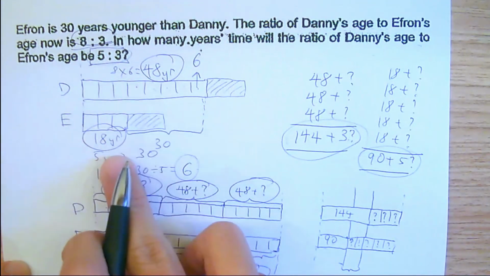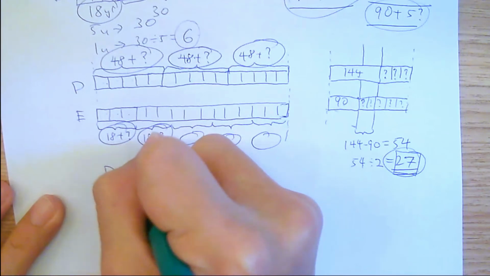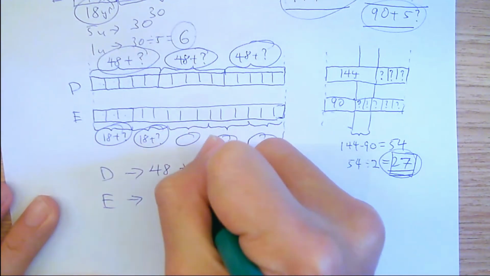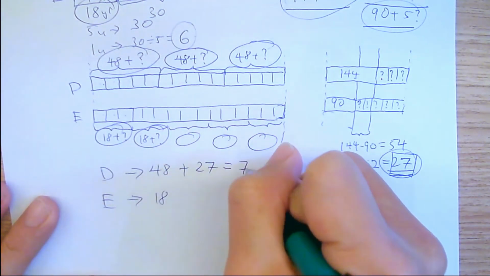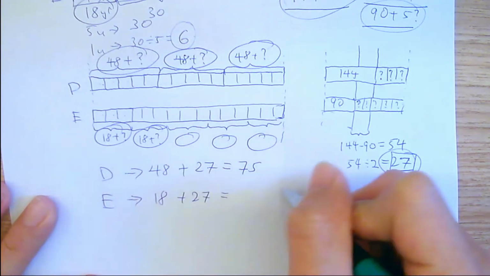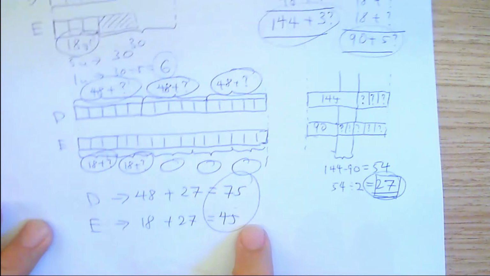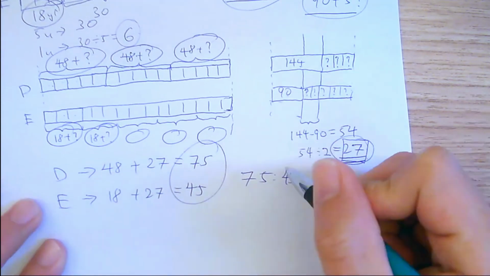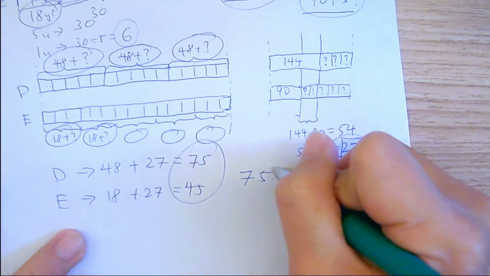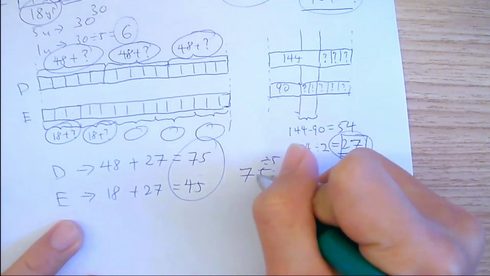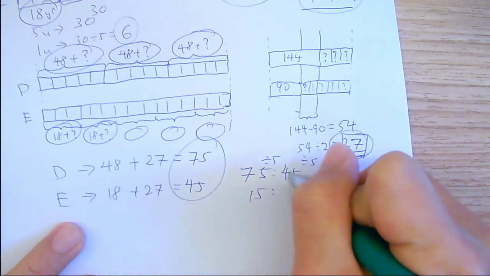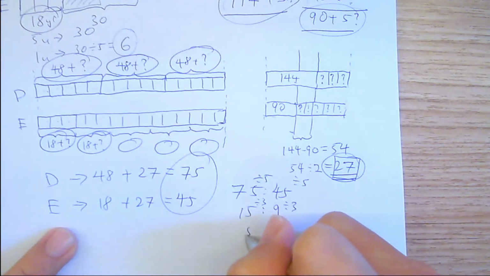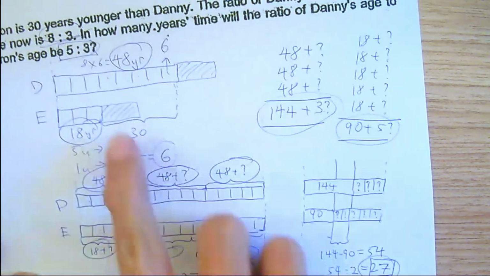Originally Danny is 48 years old, Efron is 18 years old. If you add 27, what will happen? Now if you add 27 to Efron, this will become 75, and if you add 27 to Danny, this one will become 45. Let's check whether this ratio 75 to 45 is the same as 5 to 3. I want to simplify each of them to be as simple as possible. I divide by 5 over here, and by 5 over here. 75 divided by 5, through the calculator, you'll get 15, and this one will be 9. Then you further divide this by 3, and this by 3, and you'll get 5 is to 3. You see, 5 is to 3, exactly the same as 5 is to 3.